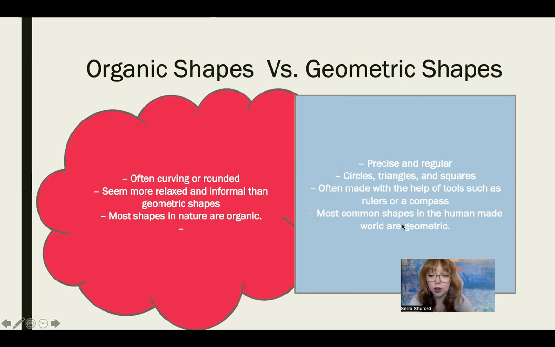And very rarely do we see geometric shapes existing in our natural world that are totally perfectly geometric, that can be measured with these tools that I mentioned, the rulers and compasses.